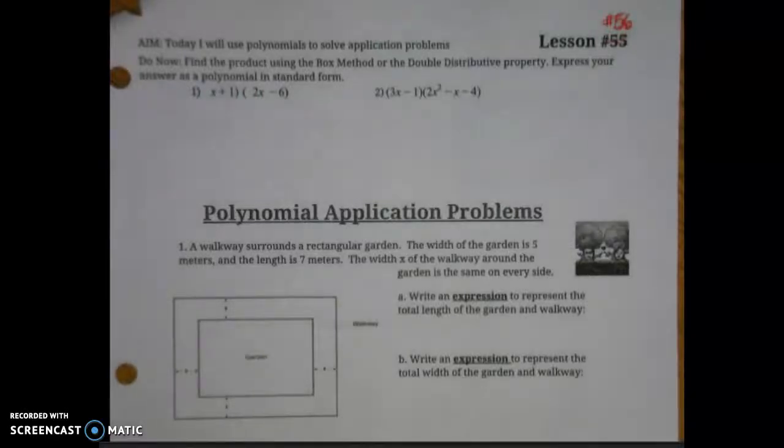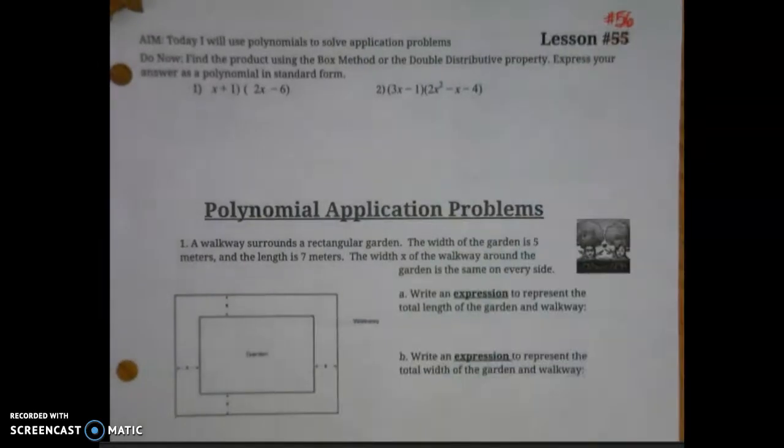Everyone, this is Miss Drake, and today we are going to be using polynomials to solve application problems. Most of them are going to be area and perimeter problems. So if you're in my class, we're on page 44 in your Unit 5 packet. It says lesson 55 at the top, but it's actually lesson 56. So if you have this packet, you could follow along.